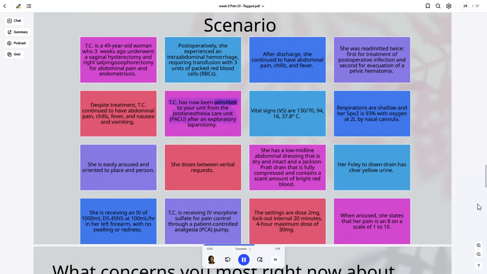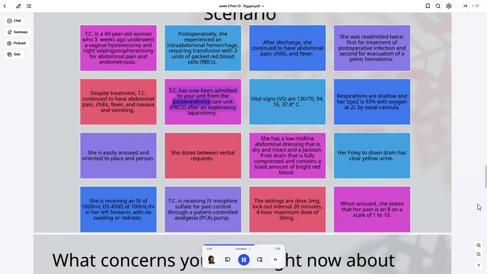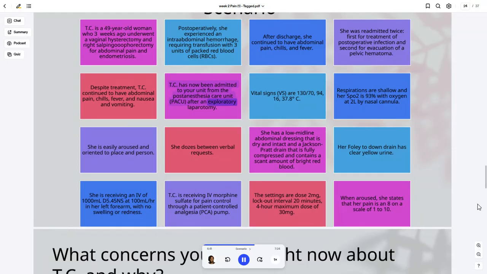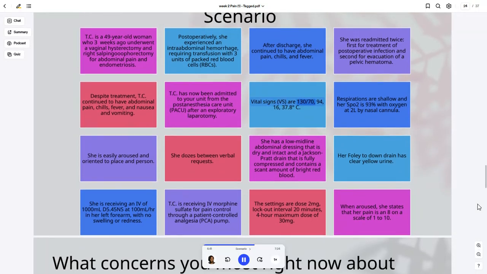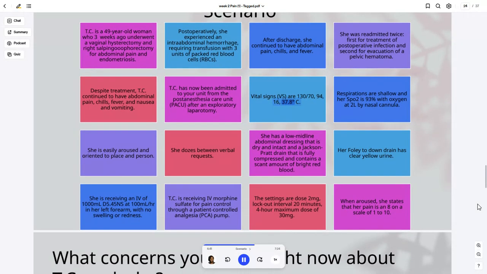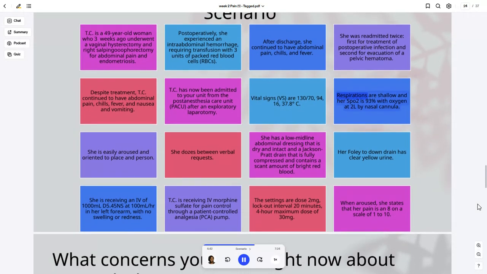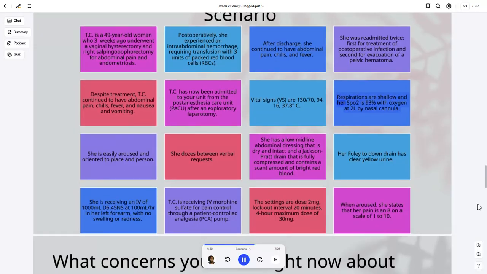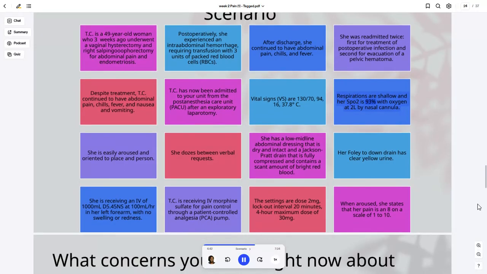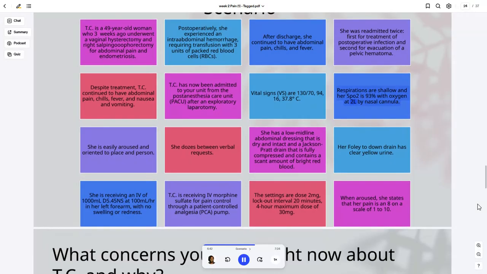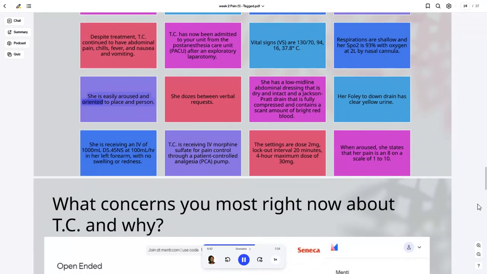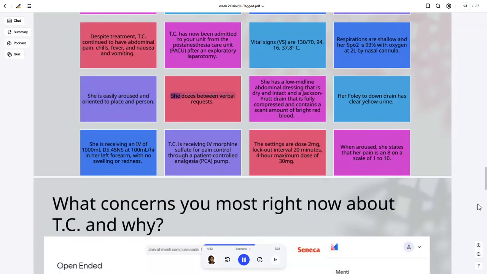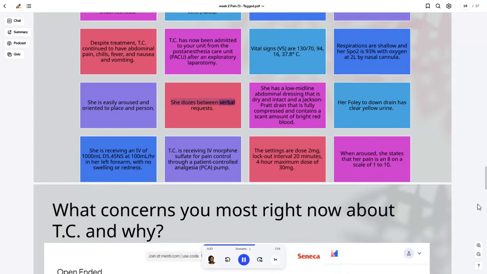TC has now been admitted to your unit from the Post-Anesthesia Care Unit (PACU) after an exploratory laparotomy. Vital signs (VSs) are 130/70, 94, 16, 37.8 degrees Celsius. Respirations are shallow, and her SpO2 is 93% with oxygen at 2 liters by nasal cannula. She is easily aroused and oriented to place and person. She dozes between verbal requests.